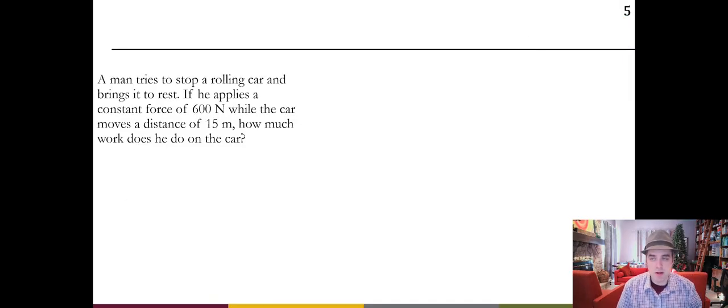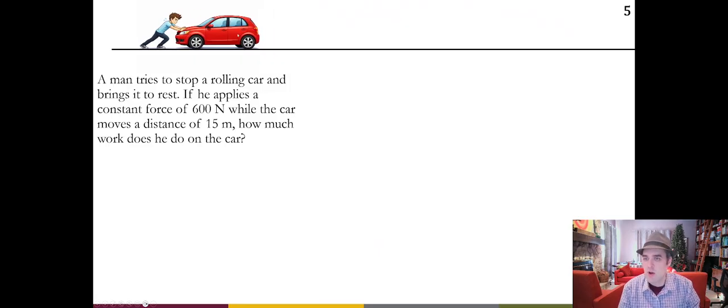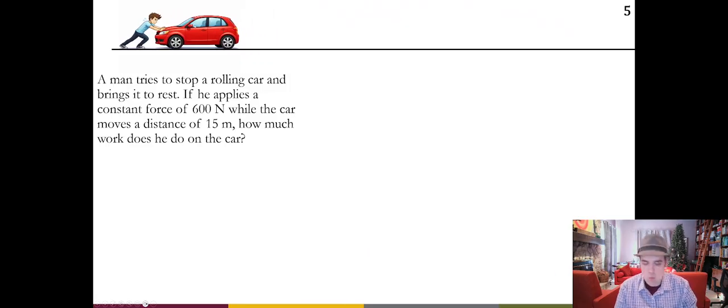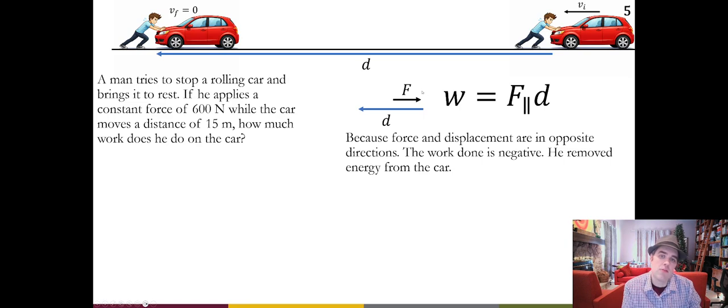So let's do an example here. Let's say I have this man who's trying to stop this rolling car. It's rolling down, he's applying a force, trying to bring it to rest. While it's moving, he's applying a force of 600 newtons, and the car travels a displacement of 15 meters, okay? So let's look at what the force and displacement directions are going to be. Do you see how the force is to the right? He's applying a force to the right while the car moves to the left.